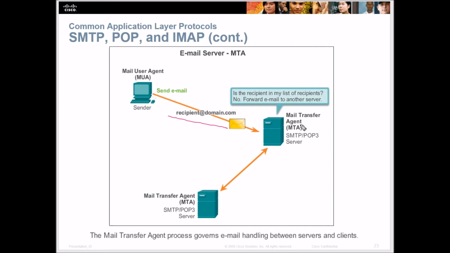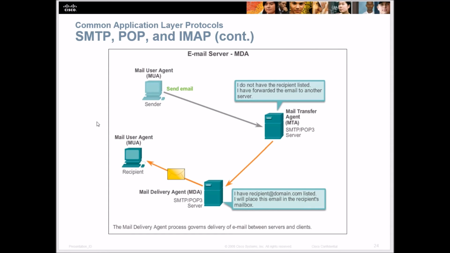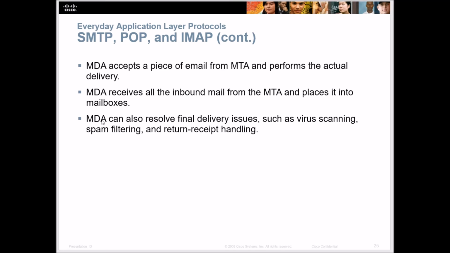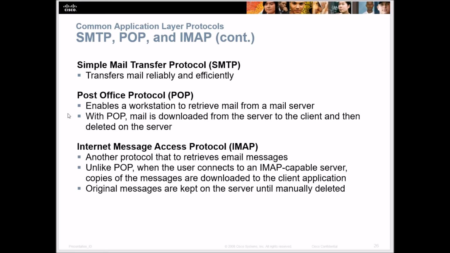Mail gets sent to a mail transfer agent, or a server. It has to have a server. And then it gets transferred and sent back and forth. And there's the other side of it. The MDA accepts a piece of email from the MTA and performs the delivery. SMTP transfers mail reliably. POP enables a workstation to retrieve mail from a mail server. And IMAP is unlike POP, where the user connects to an IMAP-capable server, copies of the messages are downloaded, but the originals are kept on the server until they're deleted.